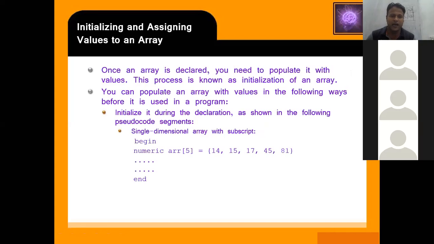So once an array is declared, you need to populate it with values. Populate means you have to give a value. The numeric array 5 values are 14, 15, 17, 45 and 81. The 5 values we have stored here.